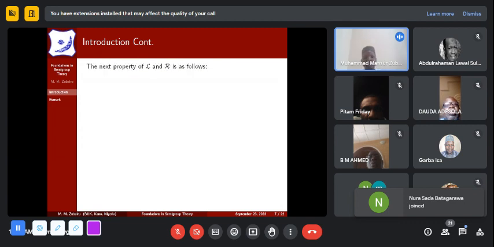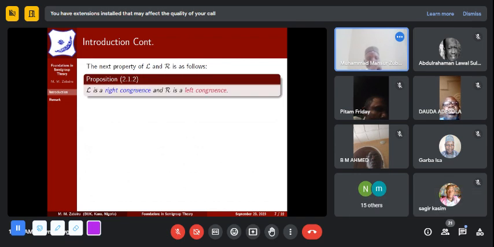Now, the next property of L and R is as follows. In one of the previous lectures, we discussed congruences. Here, L is a right congruence, and R is a left congruence. We can recall that a congruence is an equivalence relation which is both a left and right congruence. But L is not both left and right, but we are sure it is a right congruence. And R is not both left and right, but we are sure it is a left congruence.